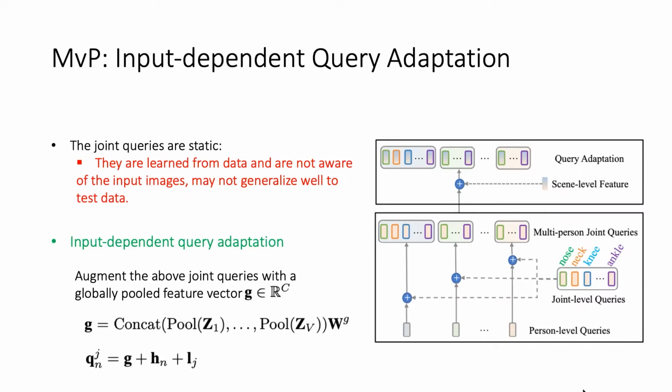The problem with the joint queries is that they are static. That is, they are learned from data and are not aware of the input images, and thus may not generalize well to the test data. So we propose an input-dependent query adaptation scheme. We augment the above joint queries with a globally pooled feature vector. In this way, the joint queries are adaptive to the input image feature and can thus generalize better to the test data.